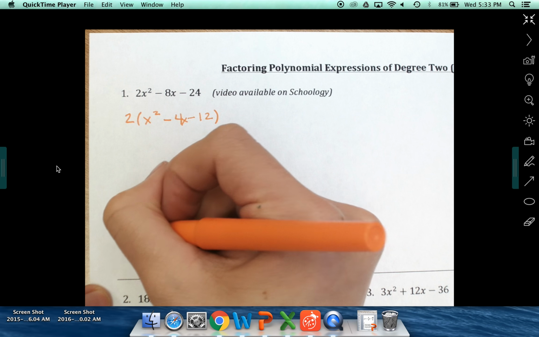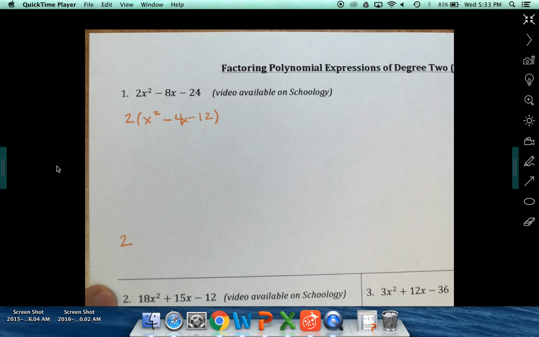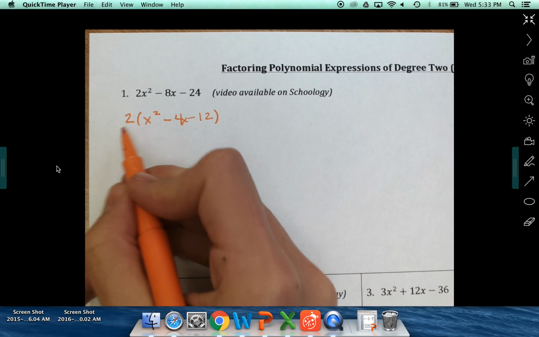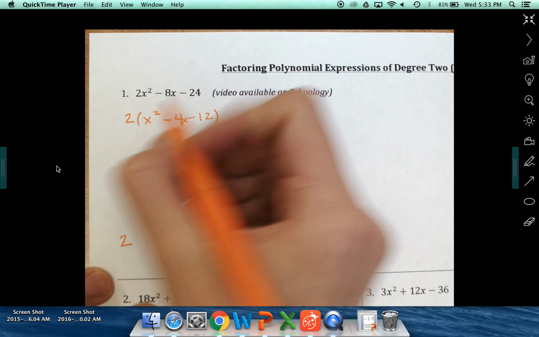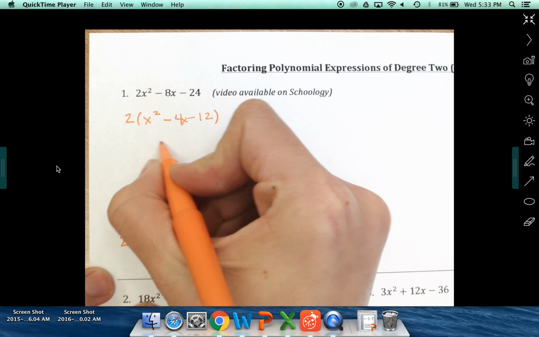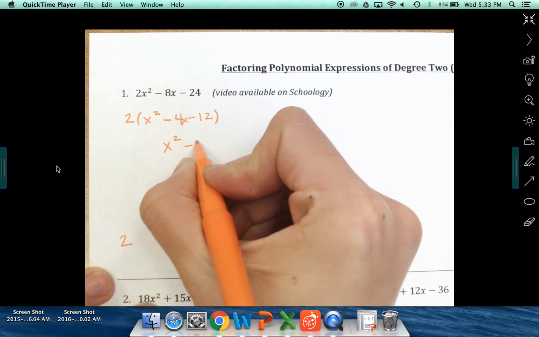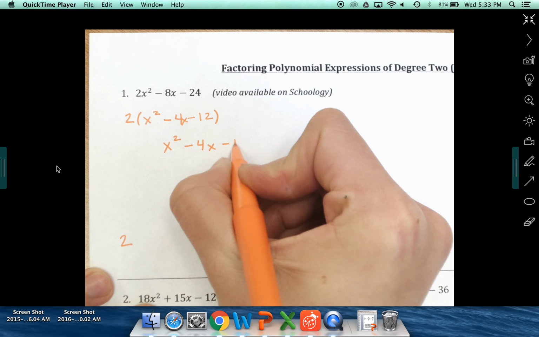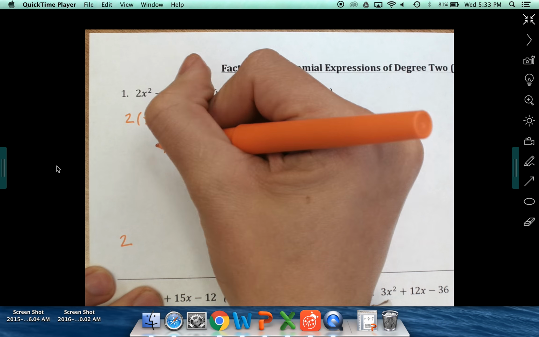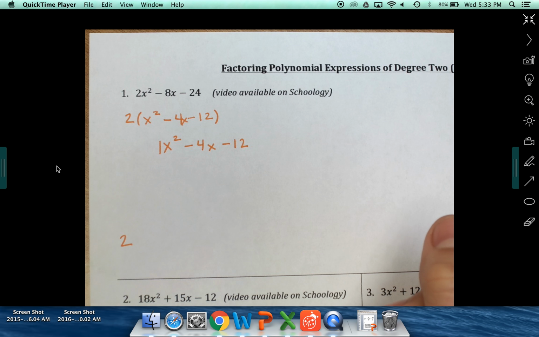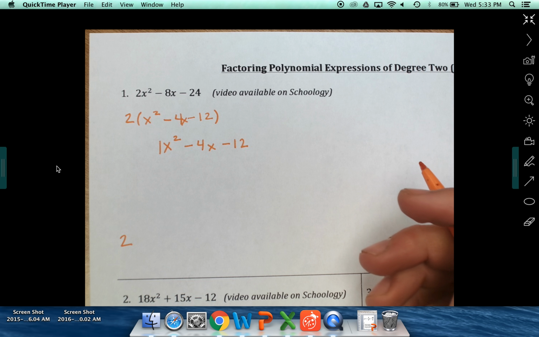That means I've got a factor. I'm going to write it down here where my final answer is going to go. I already have one factor, and it's 2. So notice I now have x squared minus 4x minus 12. Now I can factor this. Okay, I'll put a 1 here. This is the same process that we've been working with.